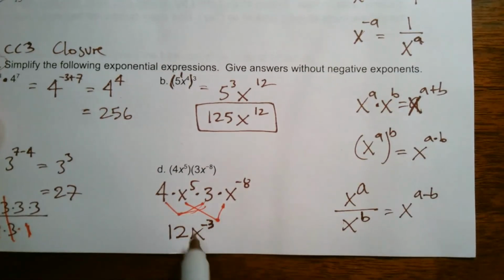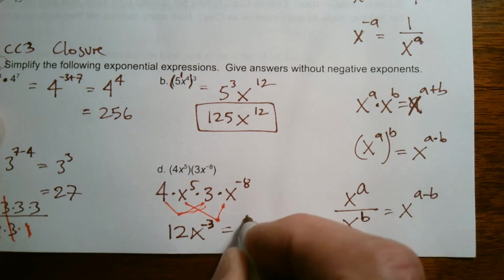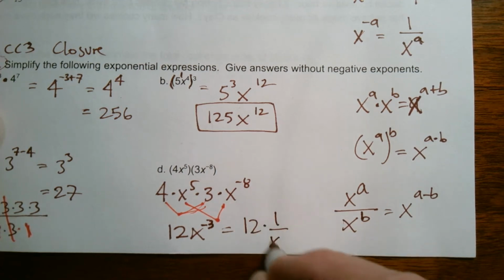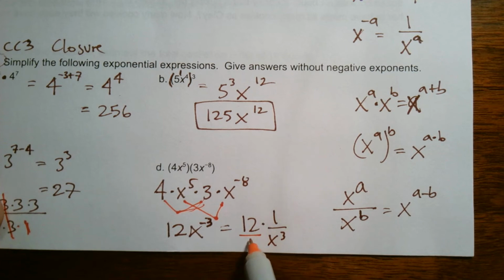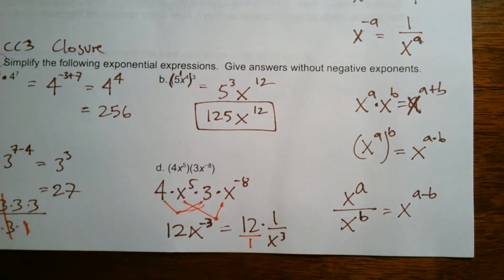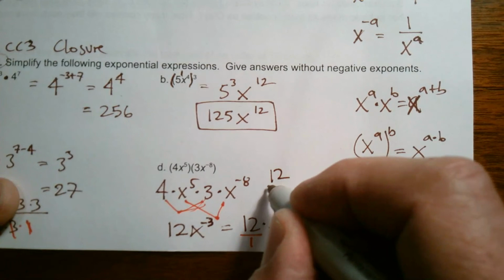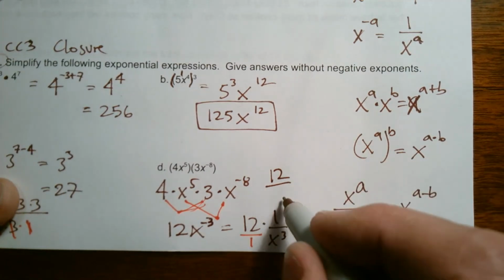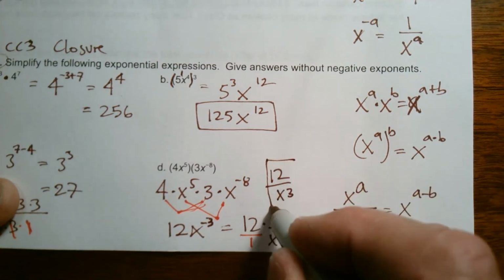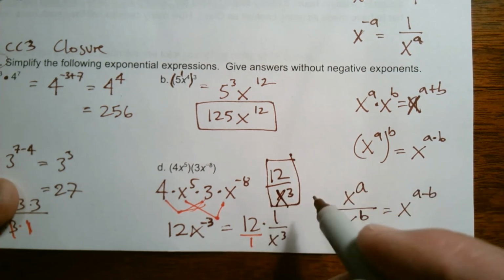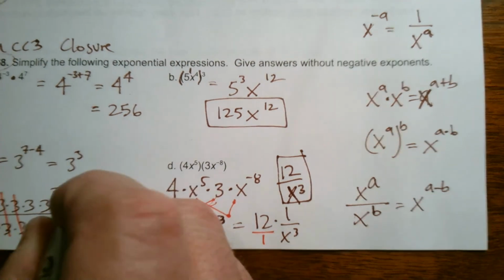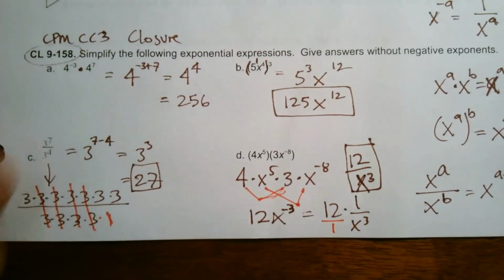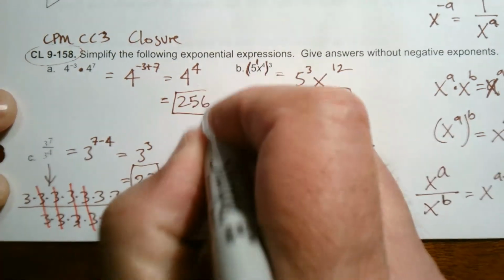So that being said, this right here is now 12 times 1 over x to the positive 3, right? So it creates that reciprocal. The exponent becomes positive. And if I want to simplify that further, I can, because I can just multiply these two straight across. That 12 is in the numerator, and the x to the third is the denominator. So there's my answer: 12 over x to the third. Okay? There we go. Make sure I have all my answers circled there.